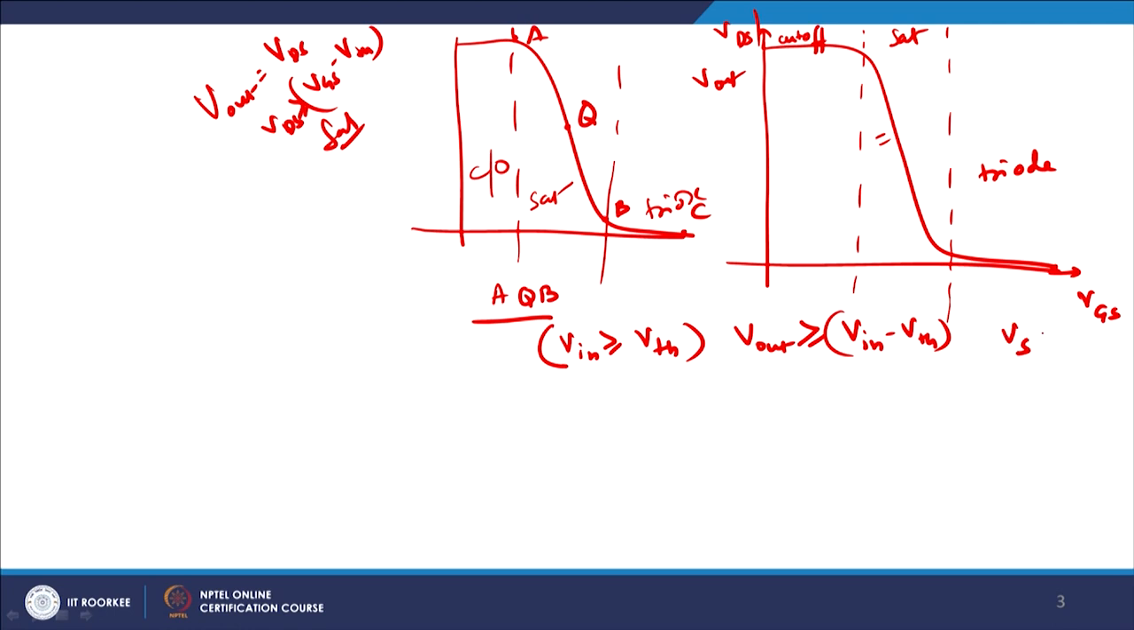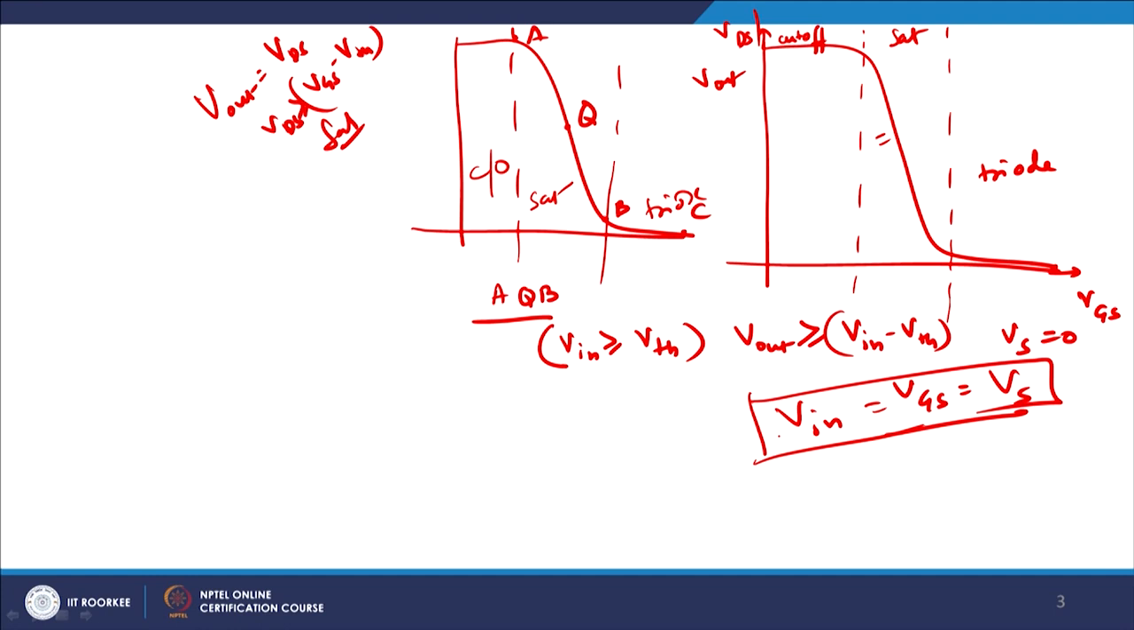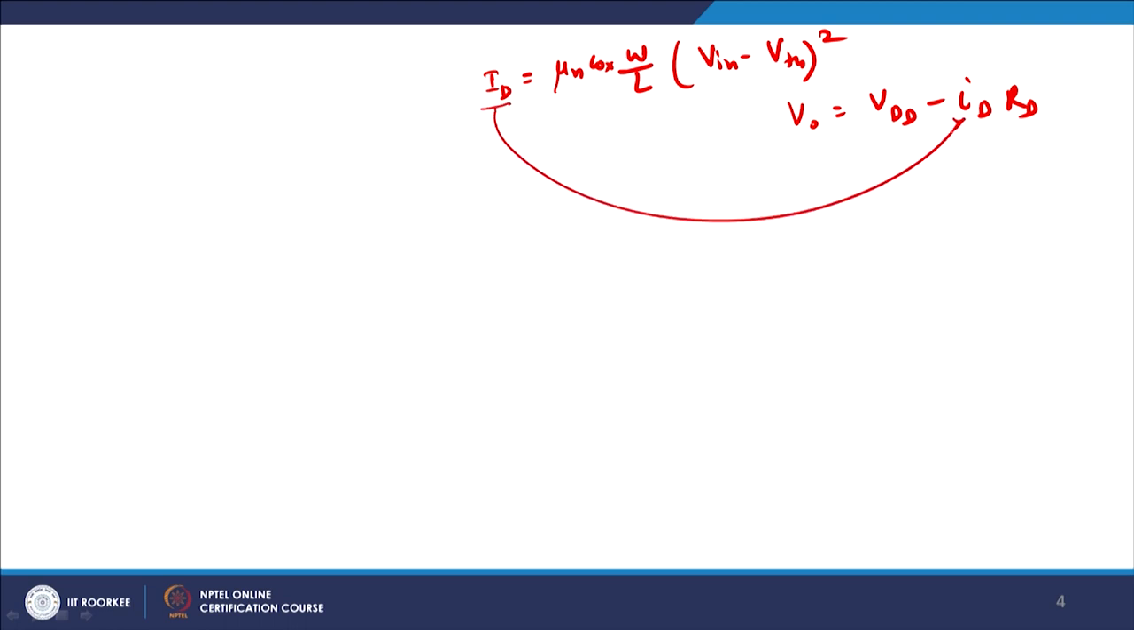Now, since VS equals 0, therefore, VGS equals V in, right, and this is the input voltage, which you see is almost equal to the source voltage in general. Now, the second is that the output is given as V in minus VTH. With this knowledge, we can safely write down ID, which is the drain current, to be equal to mu n C oxide, right, W by L into V in minus VTH whole square. Therefore, VO will be equal to VDD minus ID RD, and if you place this value of ID back into this equation, I will get V0 equals VDD minus mu n C oxide W by L, multiplied by V in minus VTH whole square into RD, right, and this is what you get.